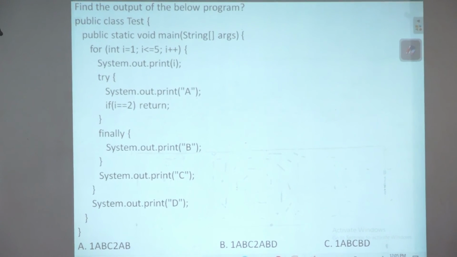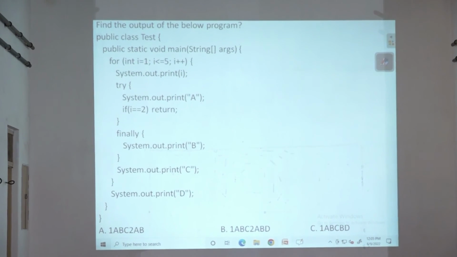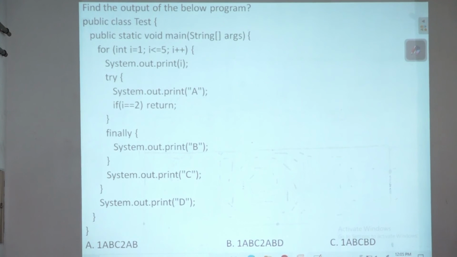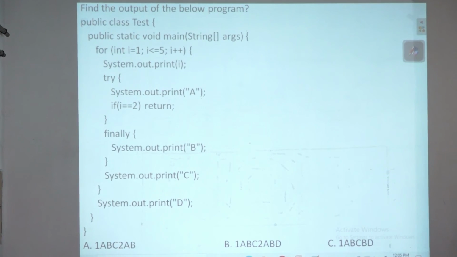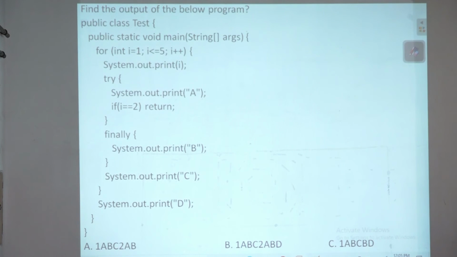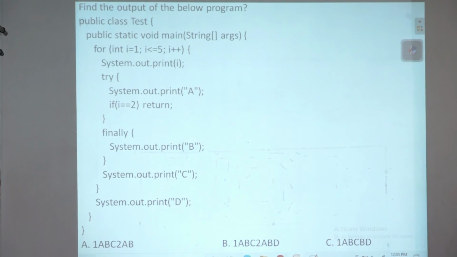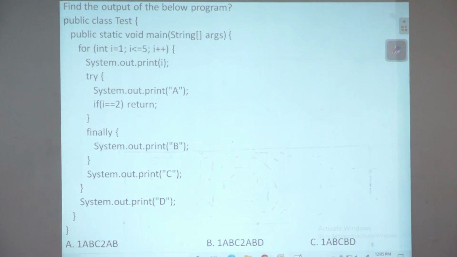Okay. So again we start from main and we want to see the output. Int i equal to 1, i less than or equal to 5, i plus plus. So first it will print 1. Then it will print A. Is i equal to 2? No. i is not equal to 2. So far we have got 1A. Then finally will also run, because the try block is executed and i is 1. Remember, i is just 1. So we have so far 1A, B, finally is over.